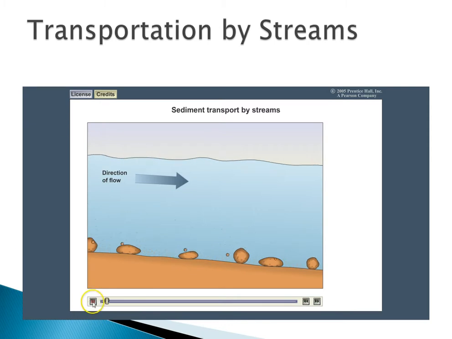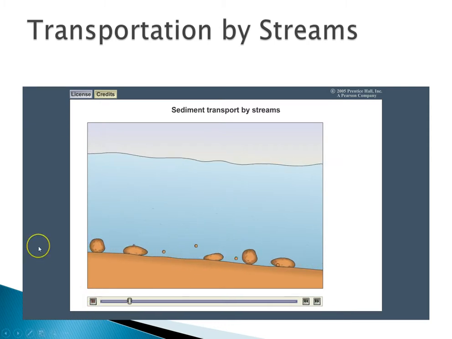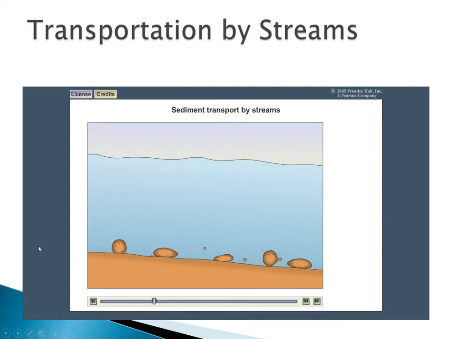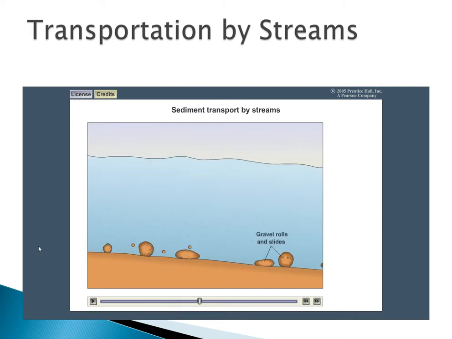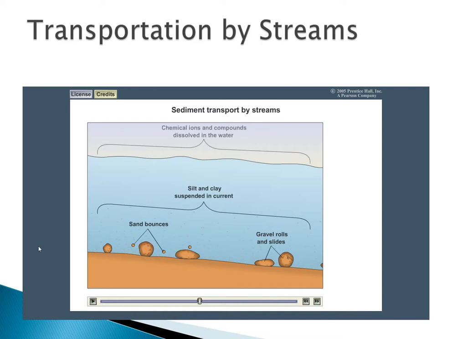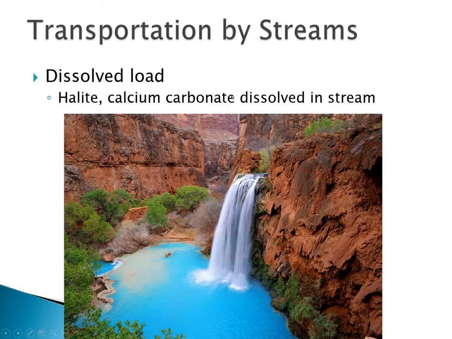So transportation by streams comes in three varieties. You have the gravel and the sand along the bottom. You have silt and clay that's in the current, and you have ions and compounds that are dissolved in the water. So those are your three types of transportation. Let's look at these a little bit closer.